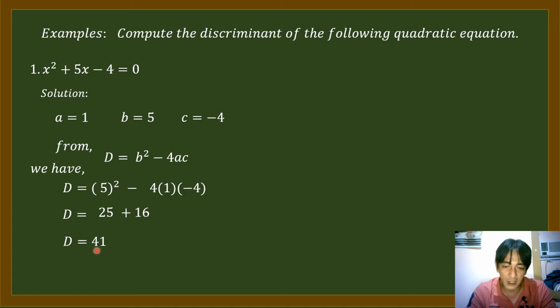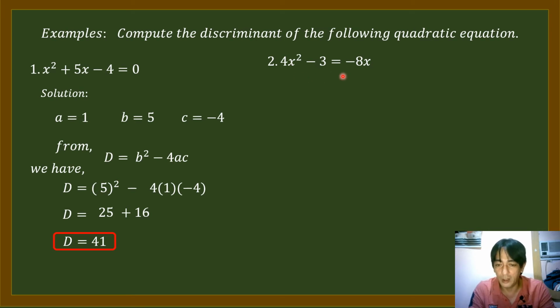So siya yung nasa under ng radical symbol. So 41. So pag-aaralan mo yan kung ano ba ang magiging nature ng roots kapag ang discriminant mo ay 41 sa next video natin. Okay, let us go to example number 2. Okay, so merong konting complication here. Wala siya sa standard form. Okay, meron yung linear term nasa right side ng equation. So, solution. So, madali lang naman to.